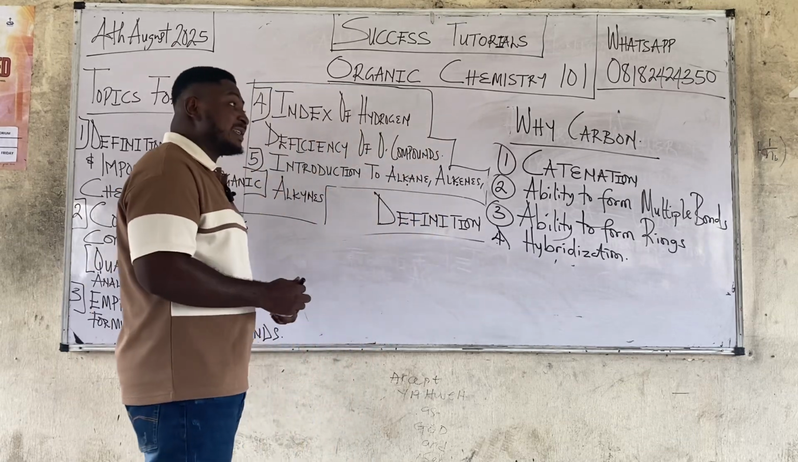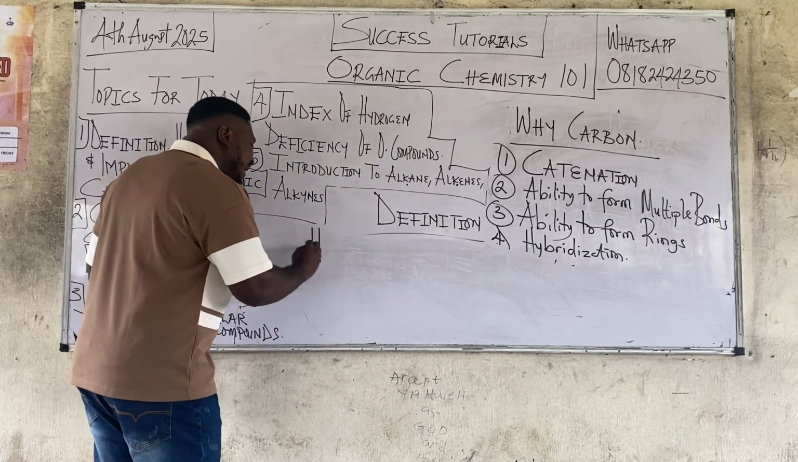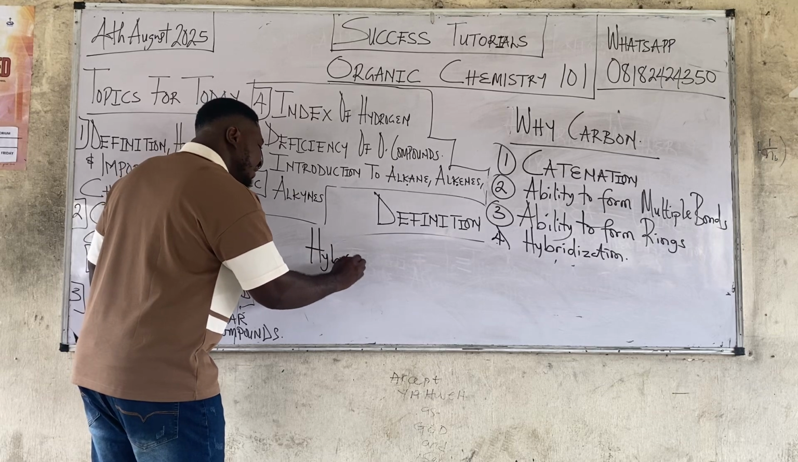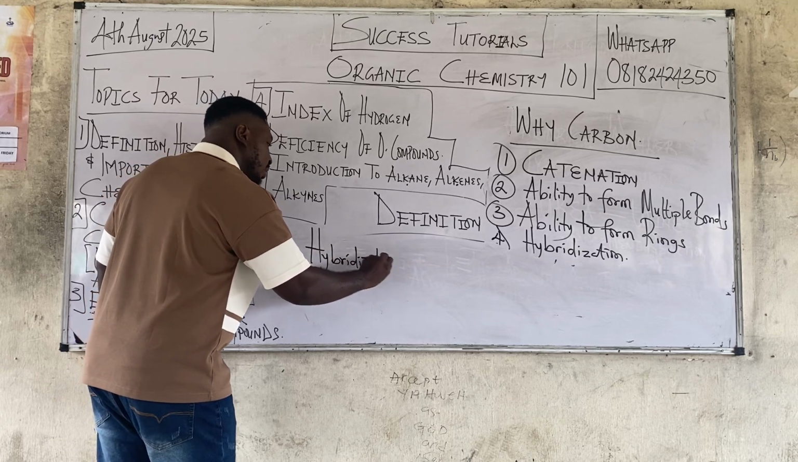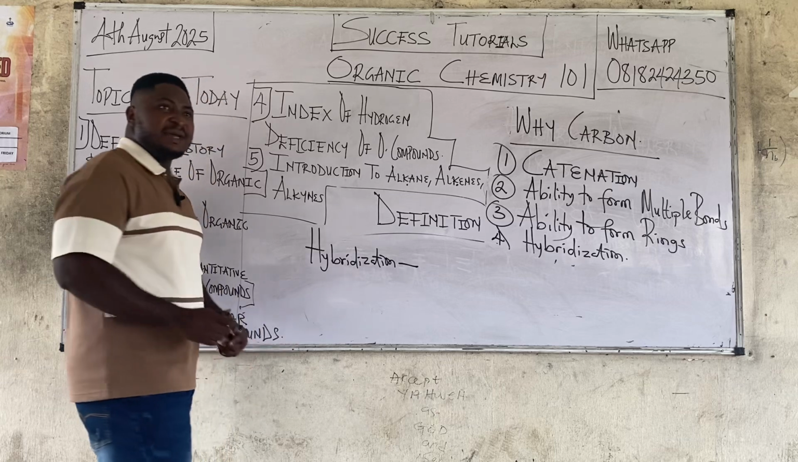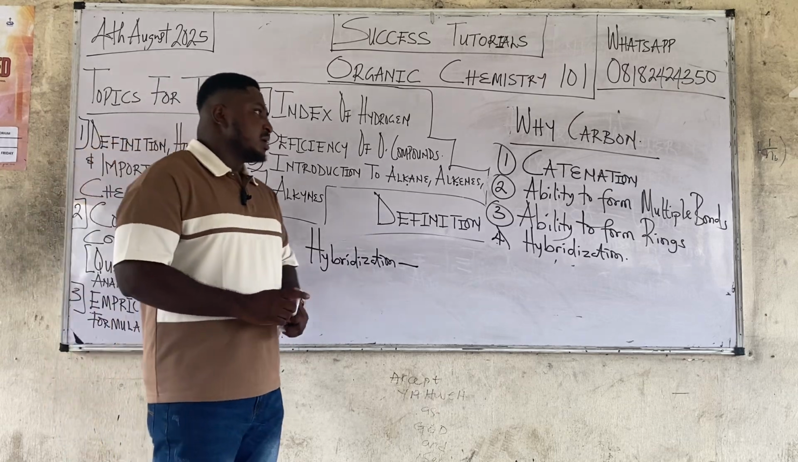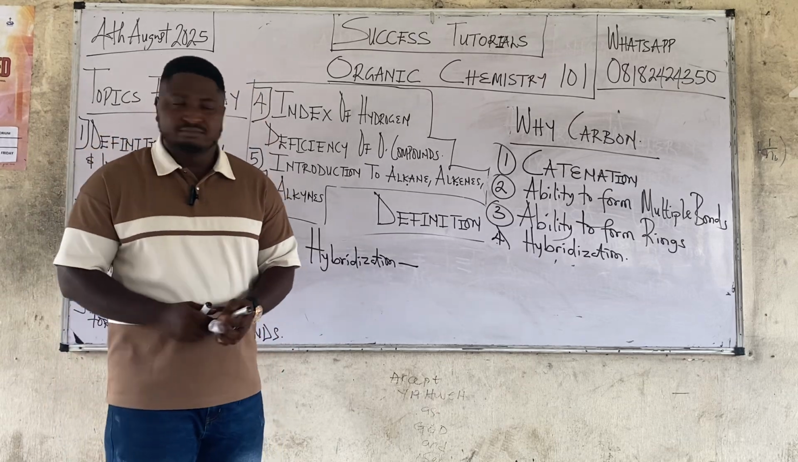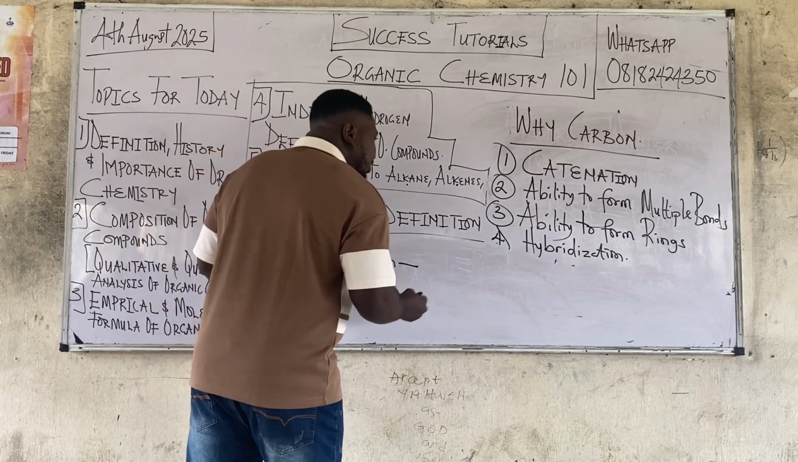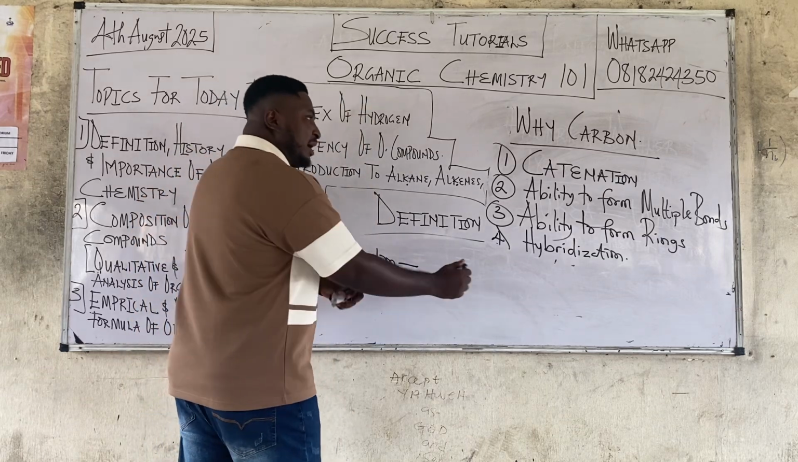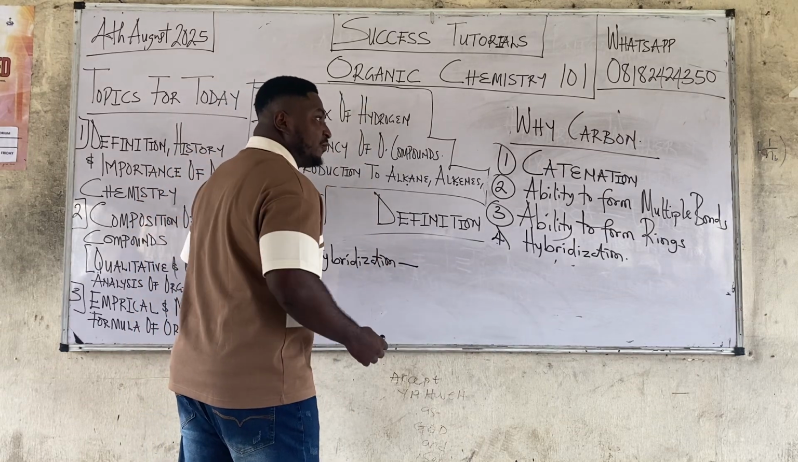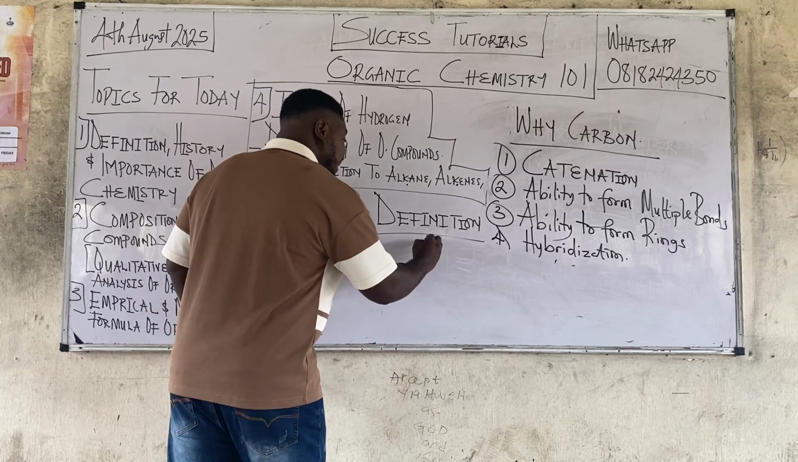And the last but not the least, hybridization. Carbon has the ability to undergo what? Hybridize. And what is hybridization, class? Hybridization is the interaction between 2 orbitals of carbon to form equivalent new orbitals. Interaction.